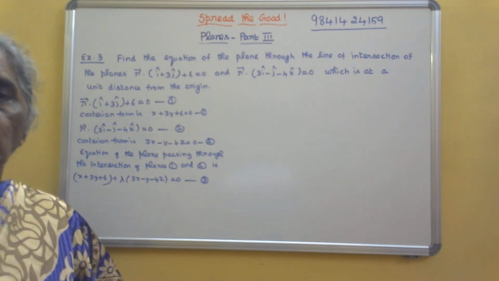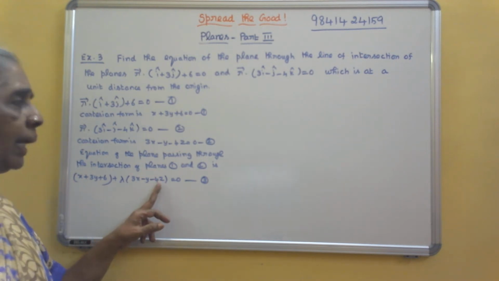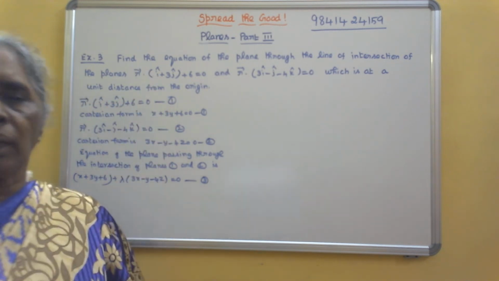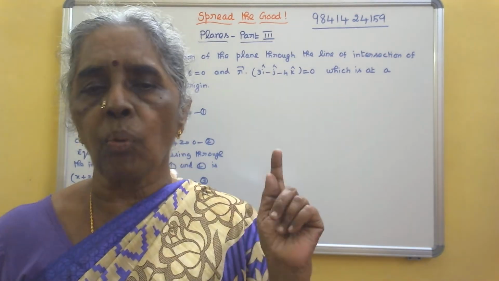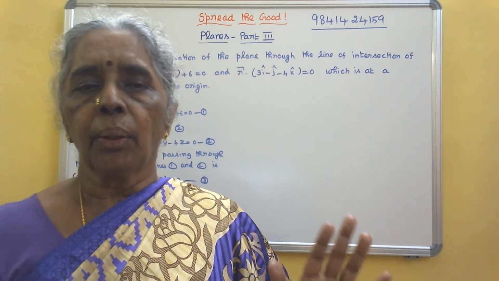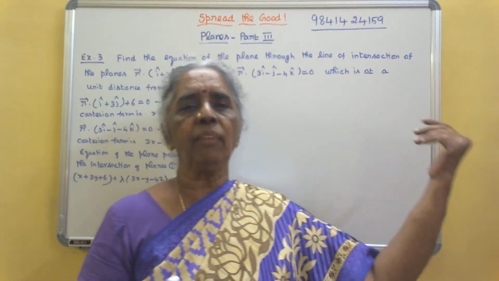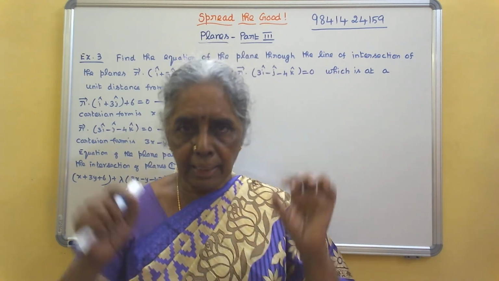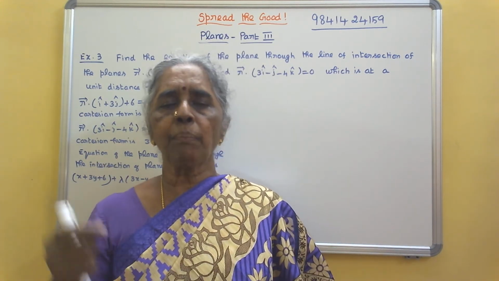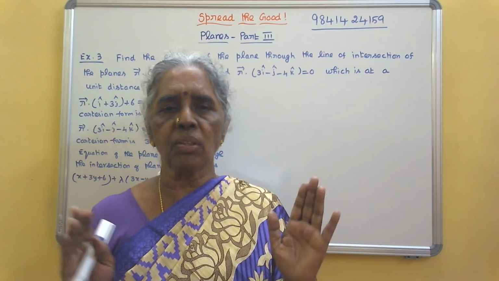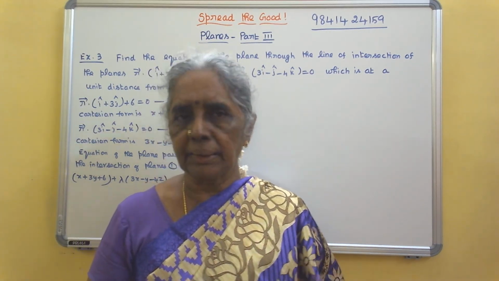Now, what is the concept you are going to use? This plane 3 is at a unit distance from the origin. What is unit distance? The distance is 1. Unity means 1. Now, you should know one formula. What is the distance of a plane from the origin? It is d by root of a squared plus b squared plus c squared. You will have a modulus because distance will always be positive, right?